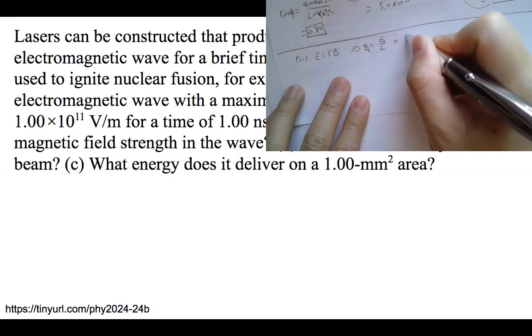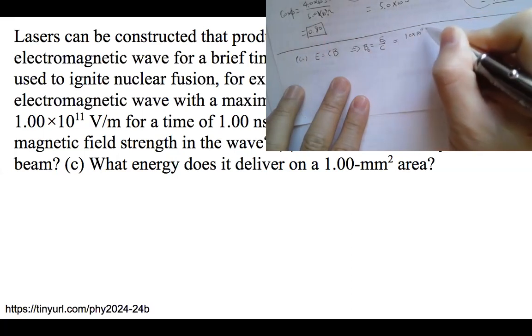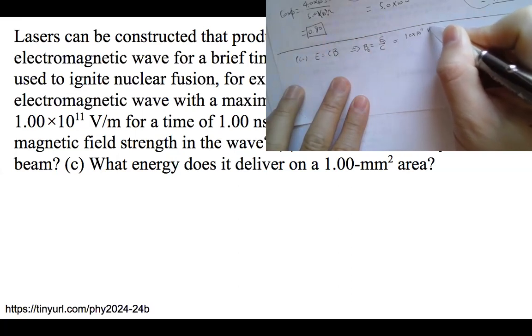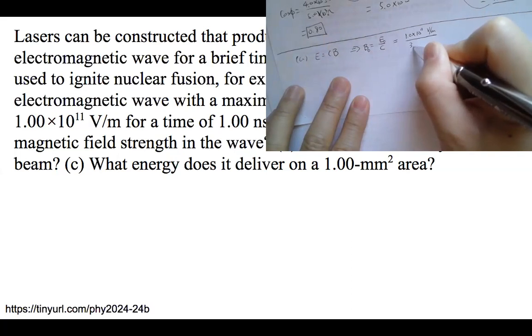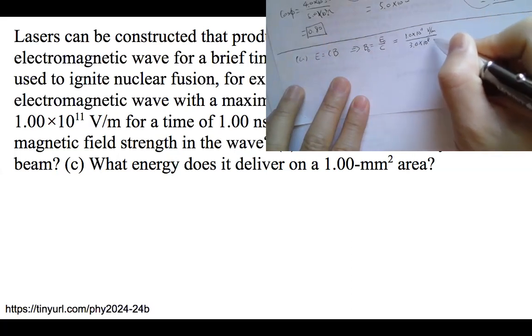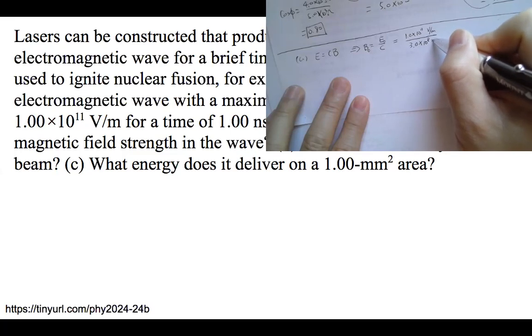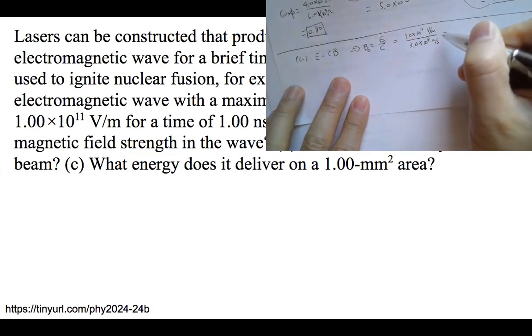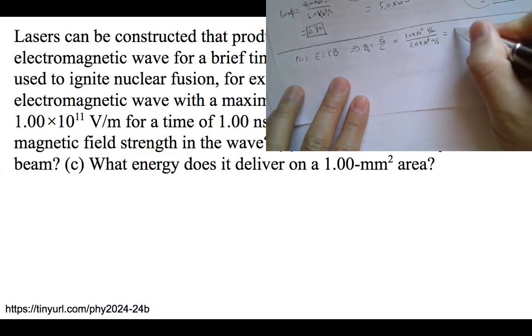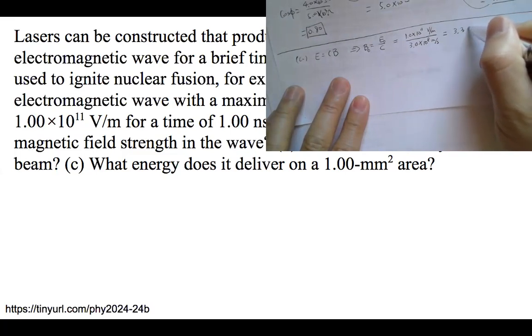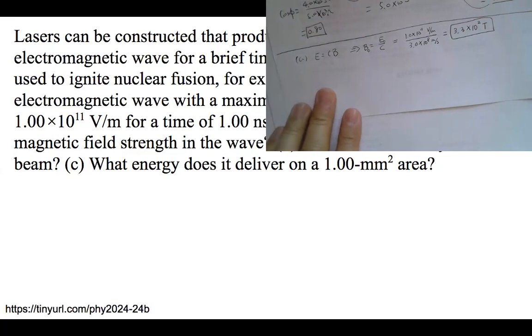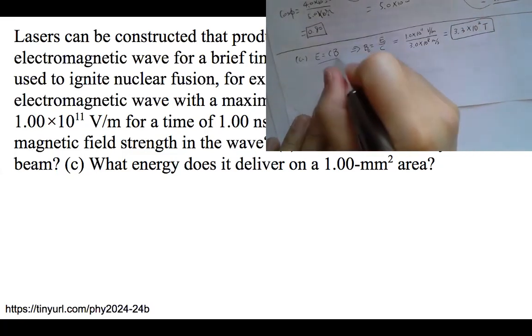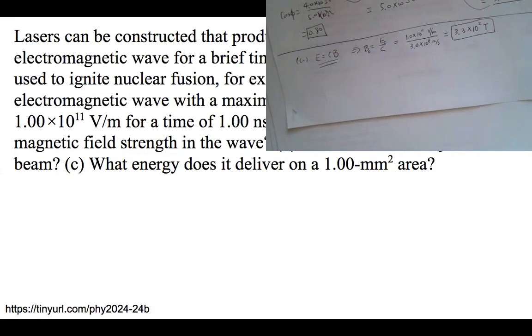All right, we are given the maximum electric field. So 1.0 times 10 to the 11 volts per meter divided by C. This is a constant number, 3.0 times 10 to the 8th, in meters per second. Okay, so this will tell us then the maximum magnetic field should be equal to 3.3 times 10 to the 2 Tesla. Okay. All right, so that's one of the most important equations.